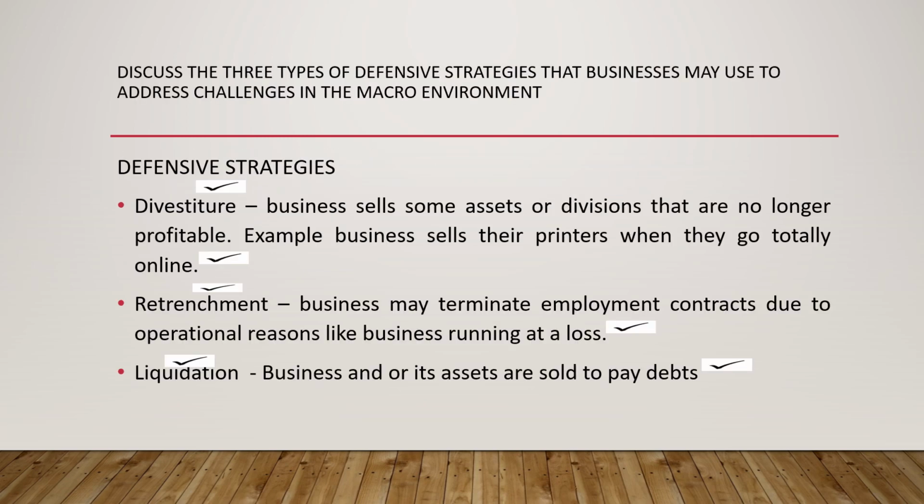Then this was the second bullet. I've done the first bullet. Now I'm doing the second bullet. The second bullet read: discuss the 3 types of defensive strategies that businesses may use to address challenges in the macro environment. All I did was use the keywords, and my keywords were defensive strategies. I was asked to discuss 3 defensive strategies, and there are my strategies. I've got divestiture, where I name the strategy and I give an example. I name the strategy and I give an example, each time.